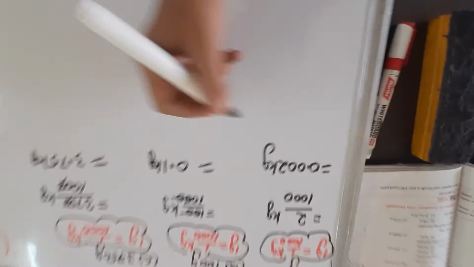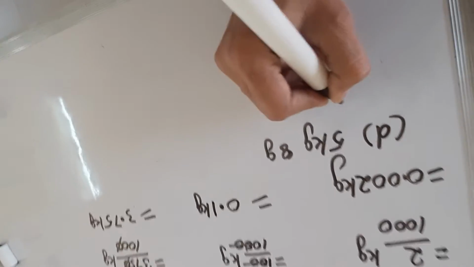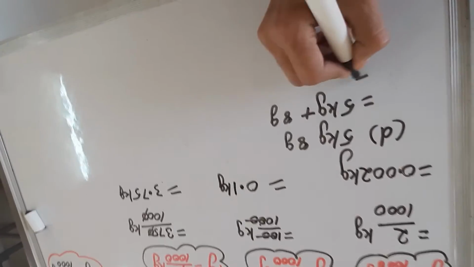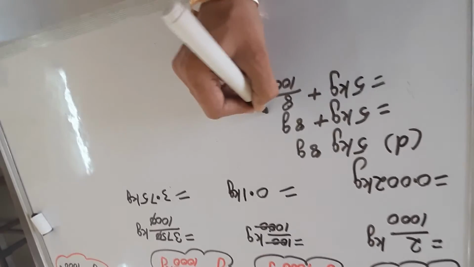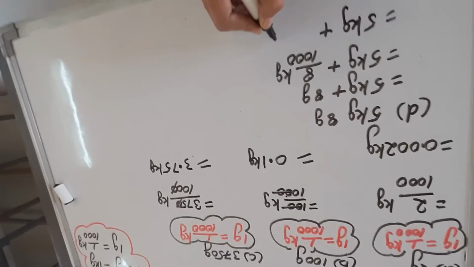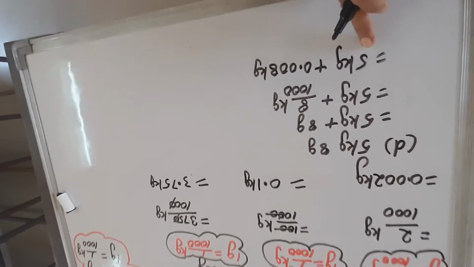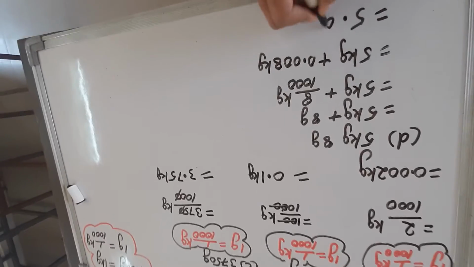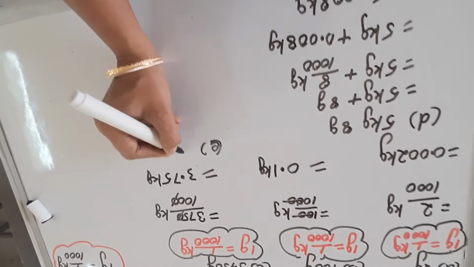So now D part. D part is 5 kg 8 grams. So 5 kg plus 8 grams. 5 kg plus 8 by 1000 kilograms, right? So for this 1000, we'll take 3 digits, 1 2 3, to place the decimal. So the answer will be 5 point, this is without decimal, 5 plus 0 is 5.008 kilograms.